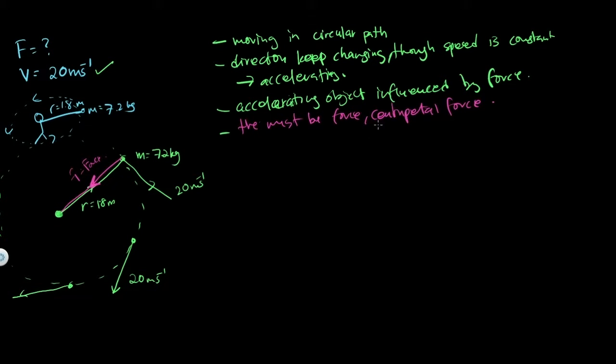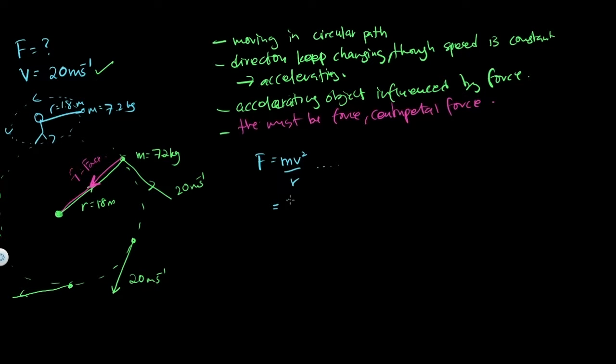So based on this, since we know that the force acting on this object is the centripetal force, the formula that we can use is F equals mv square over r. v is the speed, r is the radius or the distance between the object and the center, m is the mass of this object. So don't forget, write your formula first to make sure that you're familiar with it, and then substitute all the values.